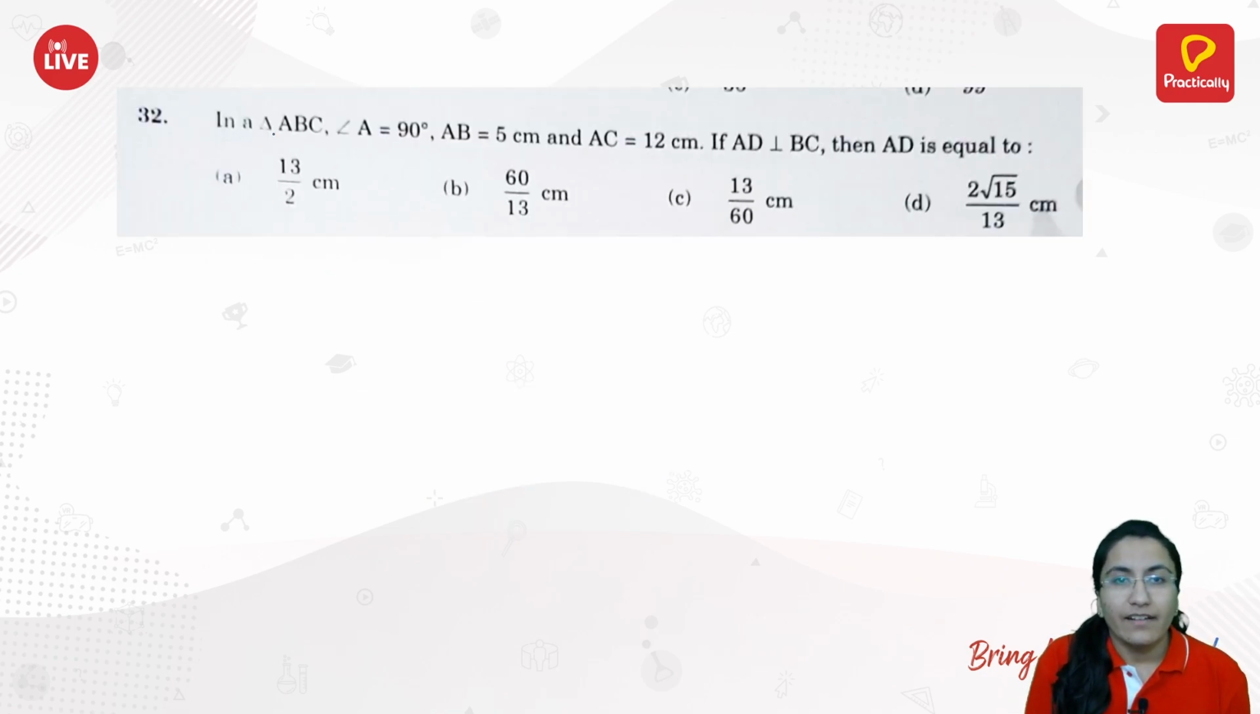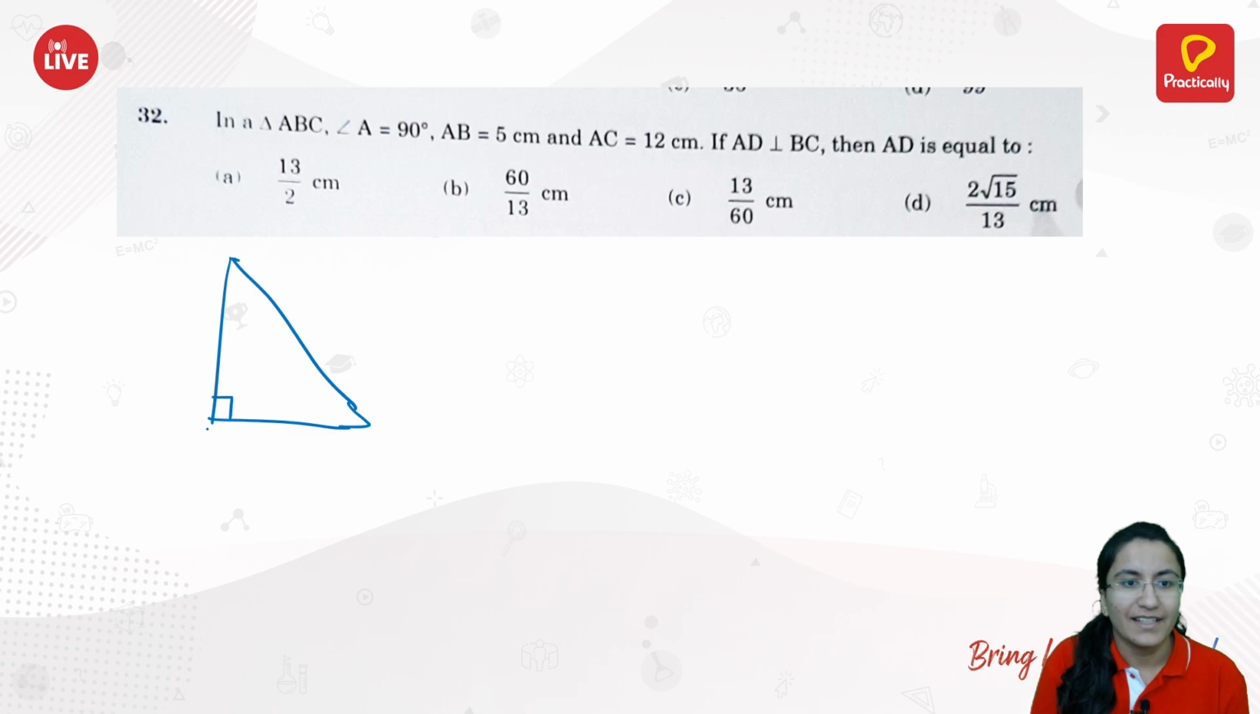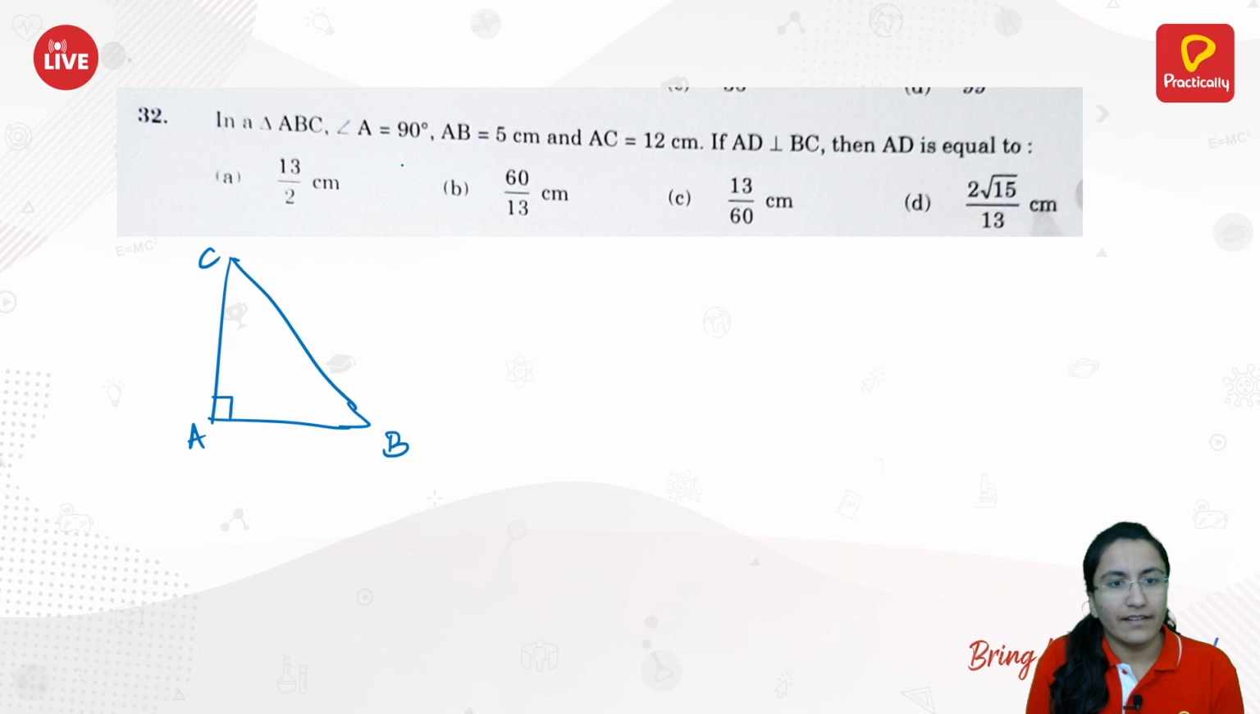Next is, in a triangle ABC, angle A is equal to 90 degrees. AB is equal to 5 centimeter. Let's just draw this simultaneously and not waste time, right? I hope you did the same in the examination, right? ABC, right? So angle A is 90 degrees, already marked. AB is equal to 5 centimeter. Okay, AC is equal to 12 centimeter, marked. Now AD is perpendicular to BC. Then we need to find the measurement of AD.